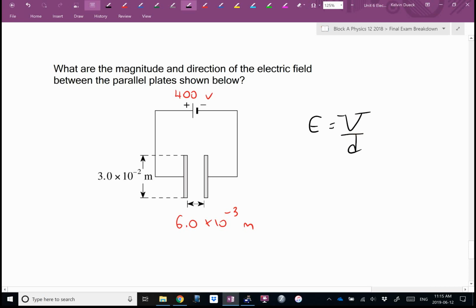Oh, I can tell you the voltage between here, now that I solved circuits. It's got to be exactly how many volts? Got to be 400 volts divided by 6 times 10 to the negative 3. What is the electric field between these plates? Could you crunch that for me, please?